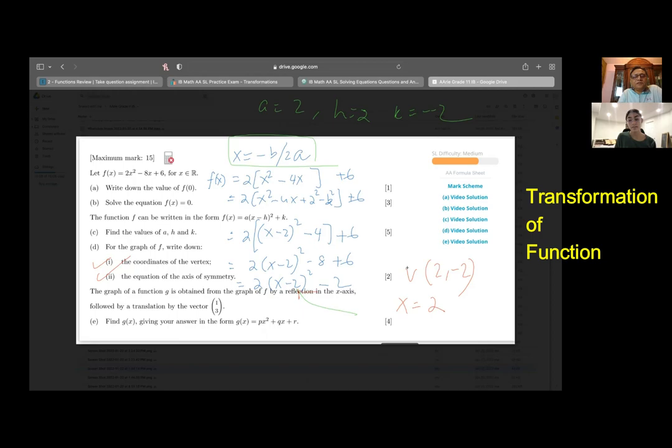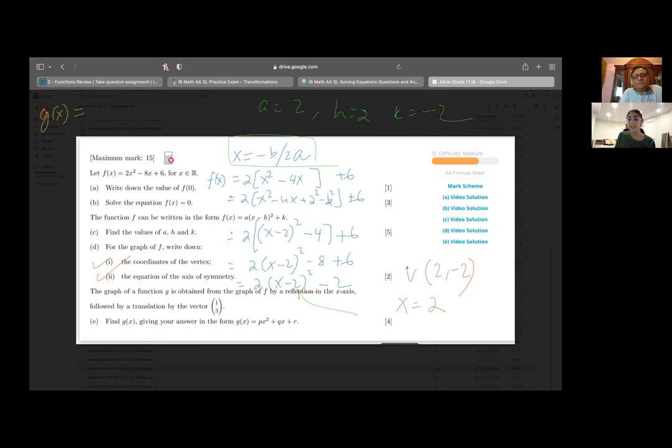Now the graph of the function g is obtained from the graph of f by reflection in the x-axis, followed by a translation by a vector (1, 3). So can you do this? Reflection on the x-axis. So find the value of g of x. So f of x equals, we're going to use the vertex form, 2(x - 2) squared minus 2.